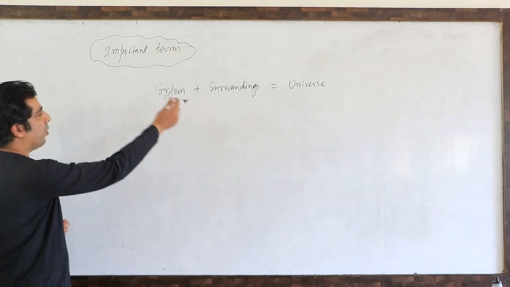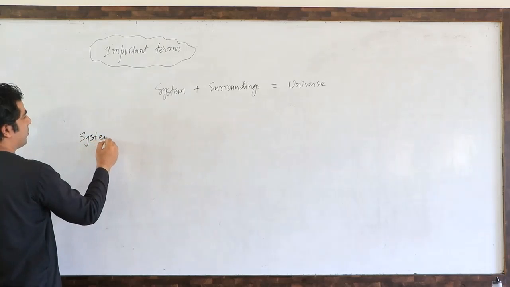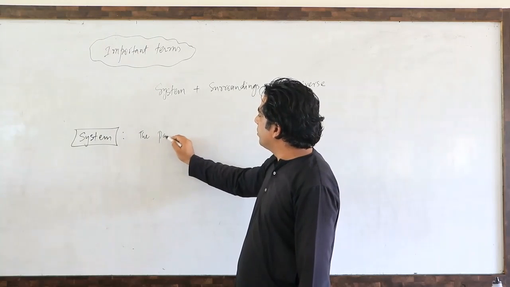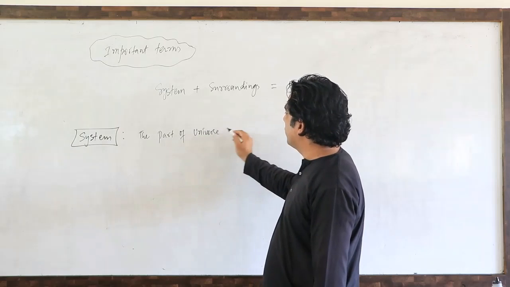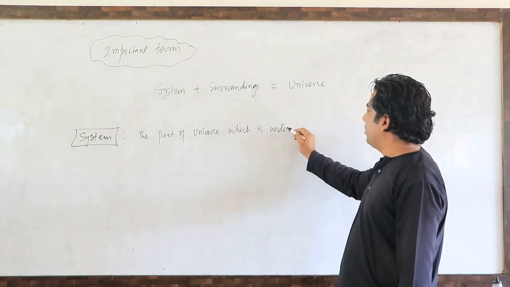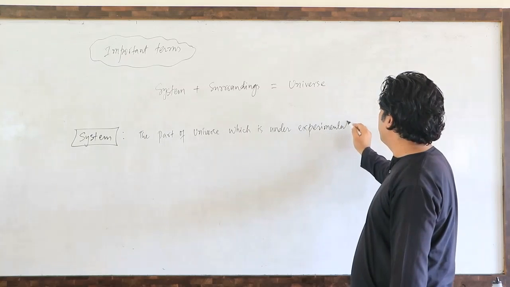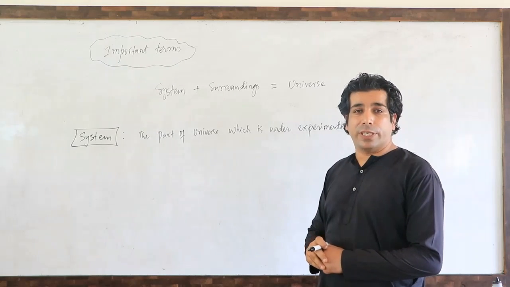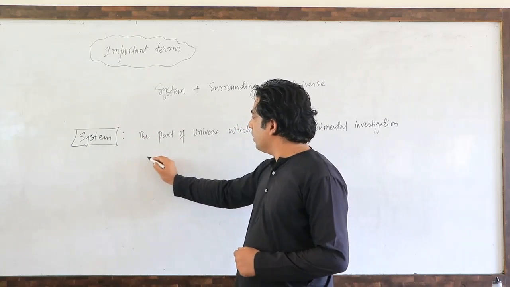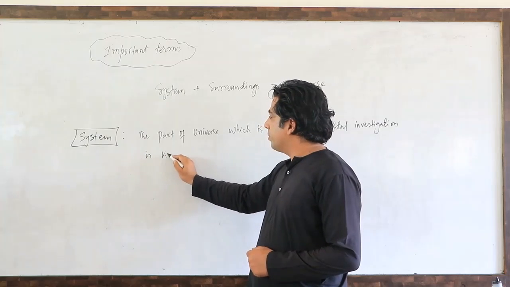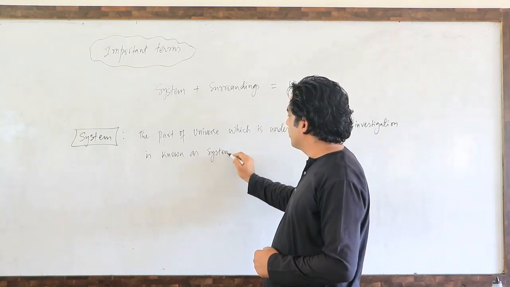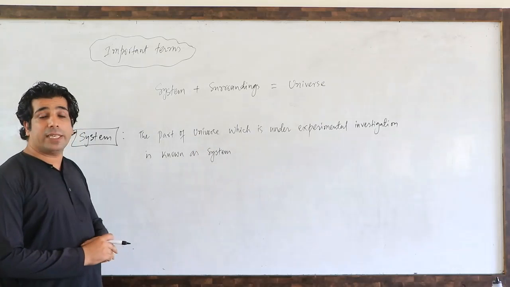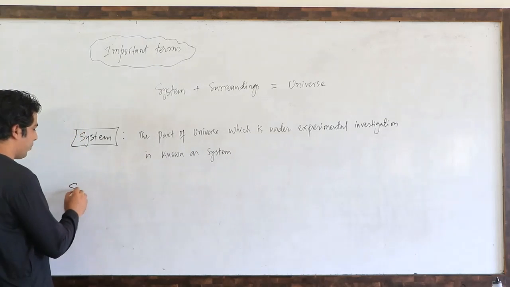Okay? So first of all, we will see what a system is. So my dear friends, system: the part of the universe which is under experimental investigation. The part of the universe which is under experimental investigation is known as system. Okay? So my dear friends, we are talking here about the thermodynamic system. Please remember that. So the part of the universe which is under experimental investigation is known as system. Correct? Then what is surroundings?